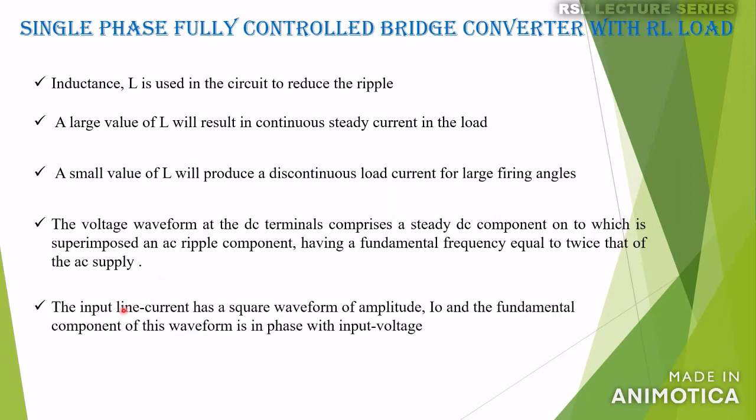The input line current is a square waveform of amplitude I0. That is, the supply current IS will be equal to I0, the load current in magnitude. Whereas the fundamental component of this supply current waveform is in phase with the input supply voltage.